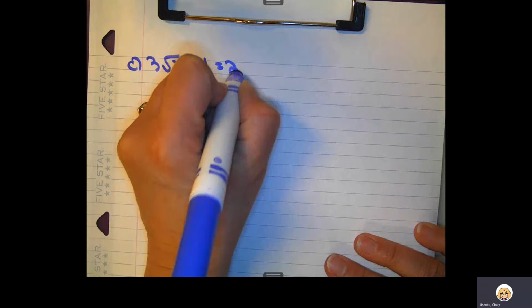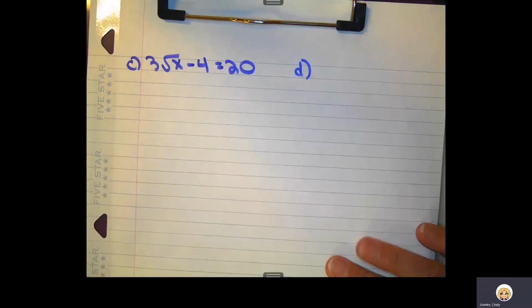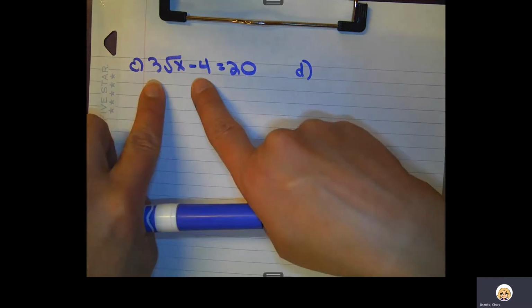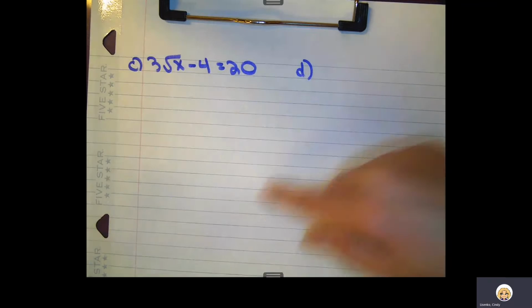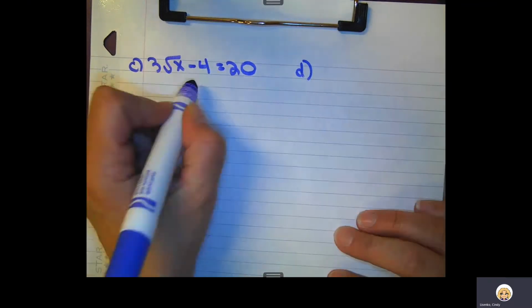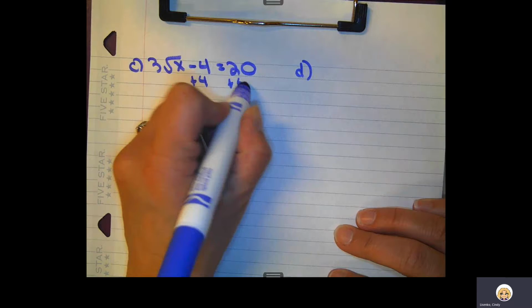I'm going to switch this. Here's example C. Can you write 3 radical x minus 4 equals 20? We'll put example D over here. All right. First step is to isolate the radical. That means get the radical alone. We've got all this stuff next to this, so we need to move it away. So first we start with this 4 by adding 4 to both sides.